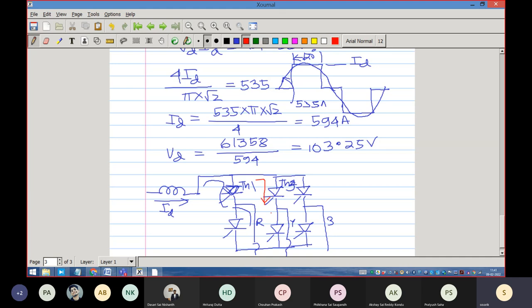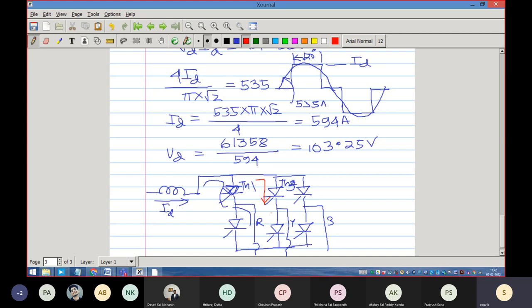It will divert the current through thyristor 3. And anyway, in the grid only one top device and one bottom device is conducting. So there is no issue here that so many devices have to conduct. It is not like that, because if they conduct, then they become short. R and Y become short.